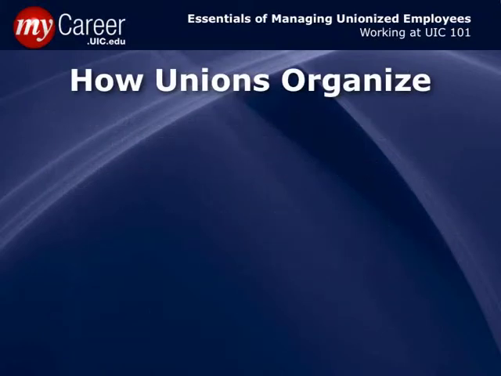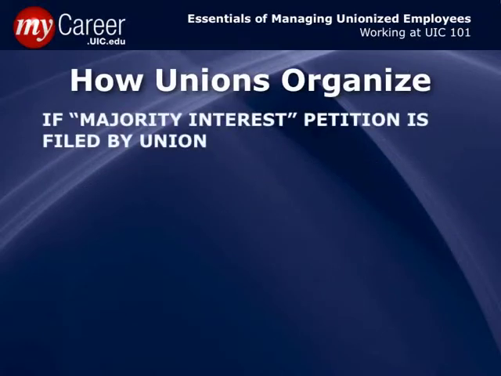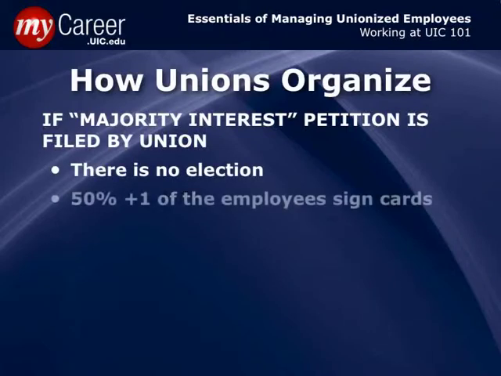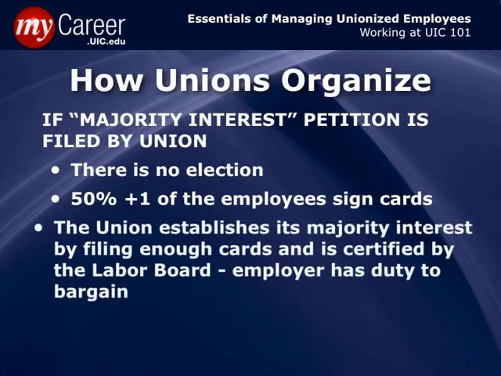If a majority interest petition is filed by a union with the labor board, there is no election. However, if at least 50% plus one of the employees in the proposed appropriate bargaining unit have signed cards authorizing the union to represent them in collective bargaining, the union will be certified.